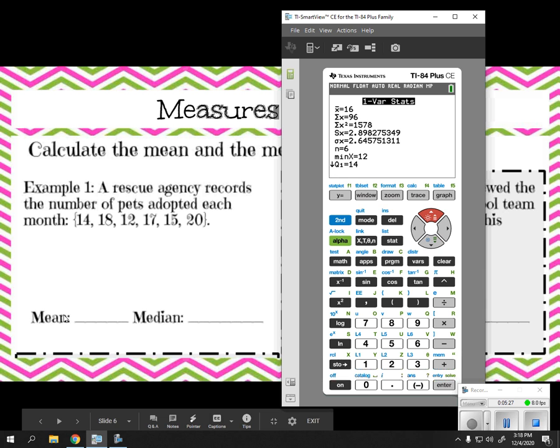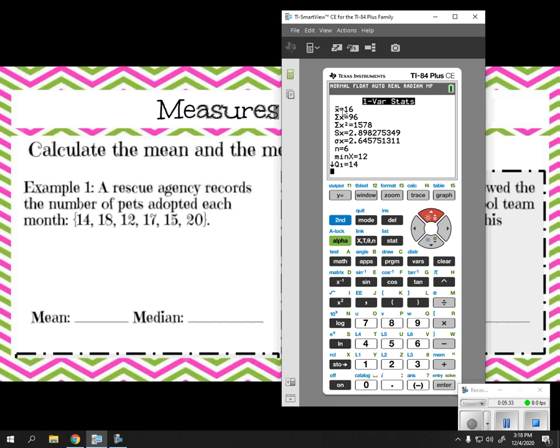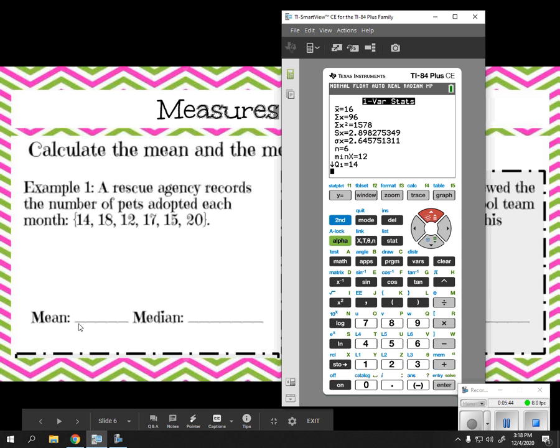So what you're interested in right now is the mean and the median. And so the mean, they don't actually spell it out. It's this very first symbol. It's an X with a bar on top of it. And if you are going to say that symbol, you read it X bar. X bar equals 16. So that means our mean is 16.